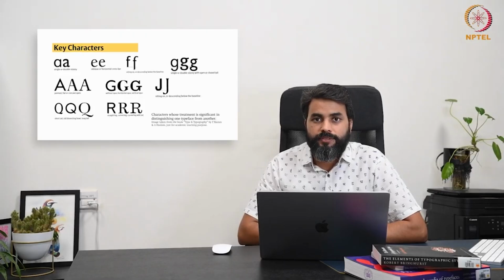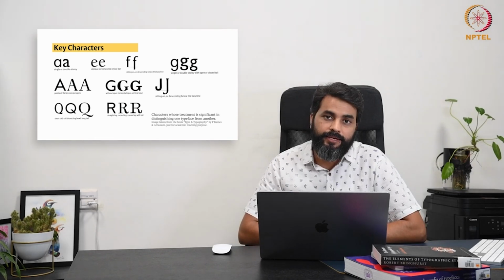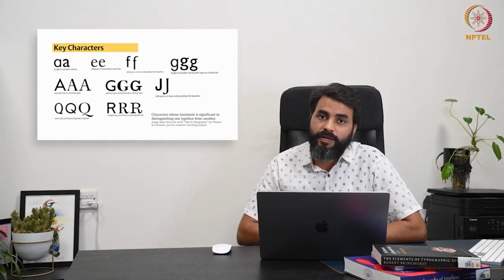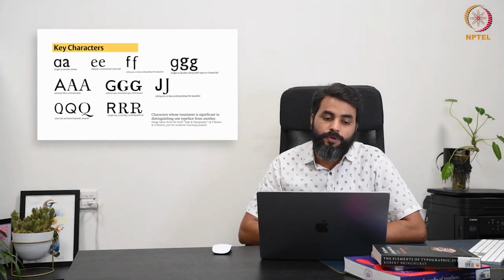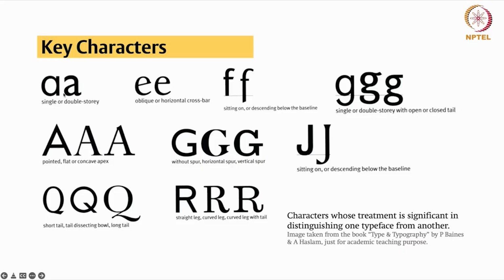Now within a typeface, there are key characters which are treated differently, such as letter A, E, F, G, etc. So these characters help to distinguish one typeface from another. So if you look at the screen, there is a letter A which is single or double story. Single and double story concept is about having single counter and double counter or double bowl.